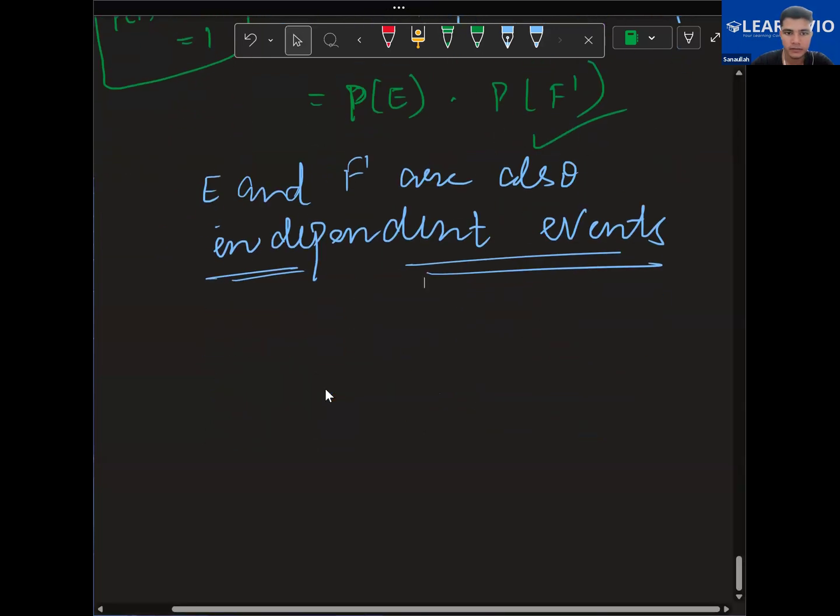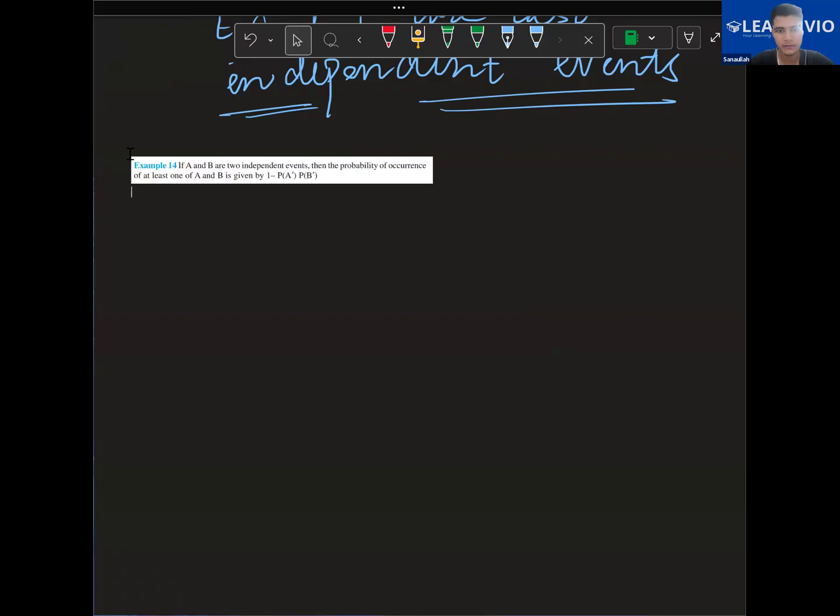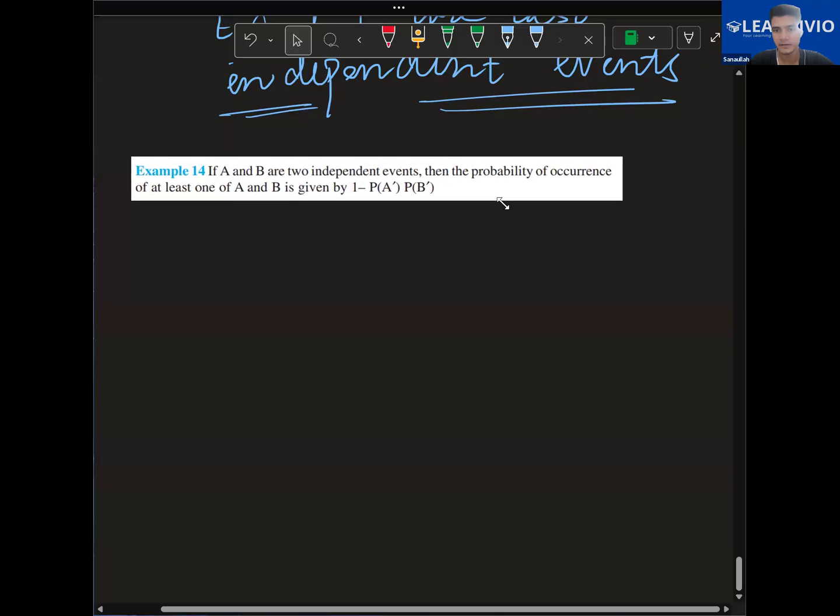Okay, now there is a question, and this question is very important from your board perspective. I think this has been asked in many previous years, and it is also part of many sample papers. This is purely algebra based. You can use the Venn diagram also for better understanding.